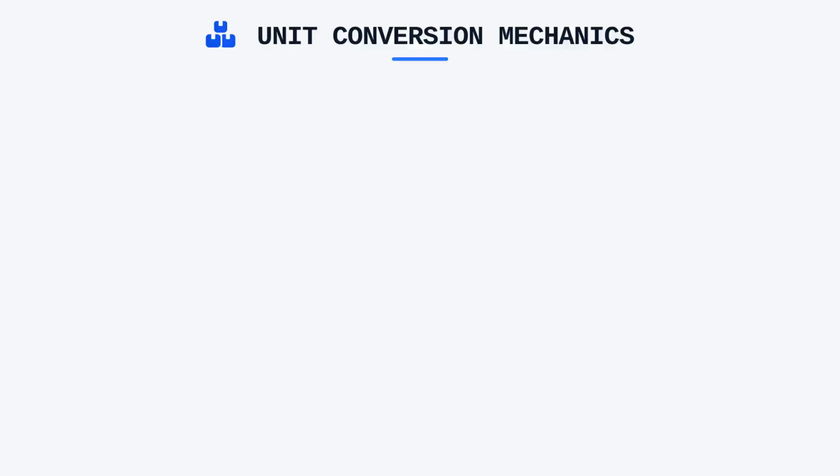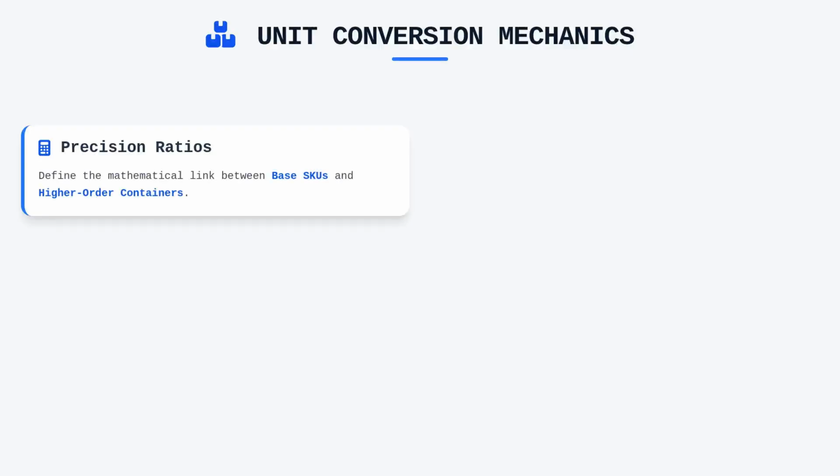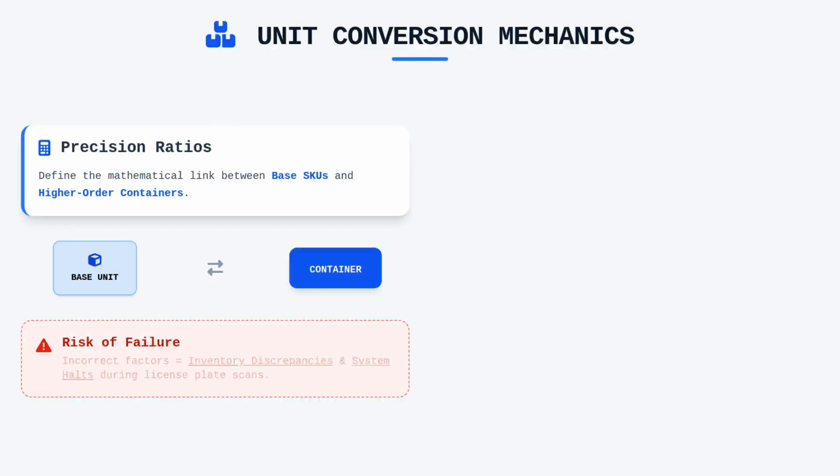The mechanics of this implementation require a precise definition of unit conversion factors. You must ensure that the base unit, typically the smallest stock-keeping unit, is correctly related to the higher order containers through distinct mathematical ratios. If you fail to configure these factors, the system will be unable to calculate the aggregate quantity when a user scans a license plate, often leading to inventory discrepancies or system errors that halt automated processes.